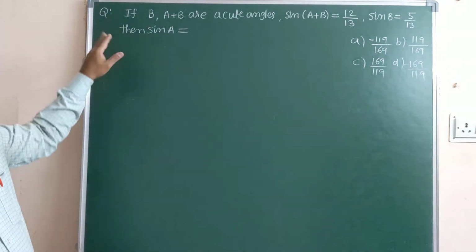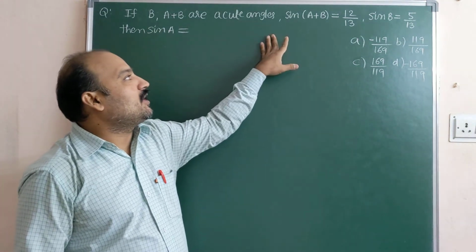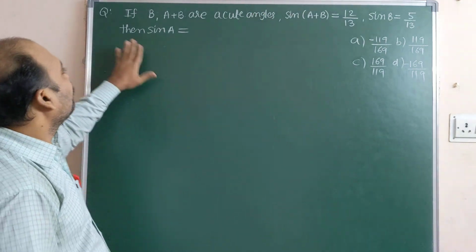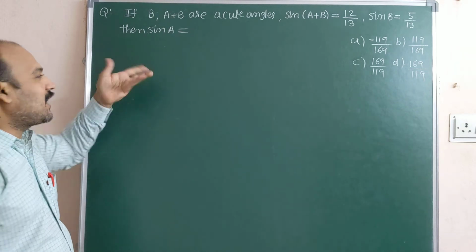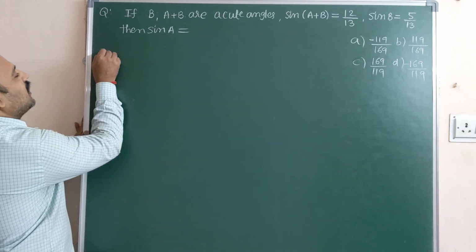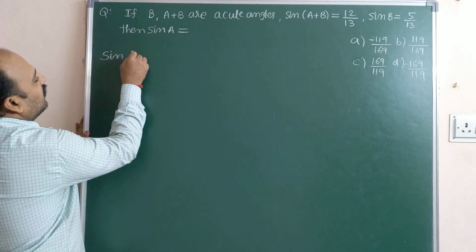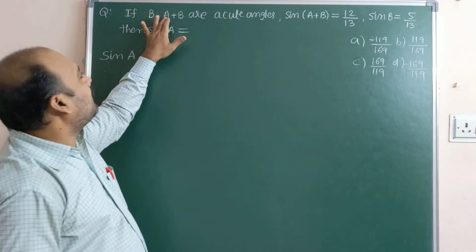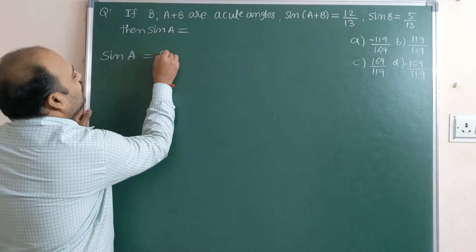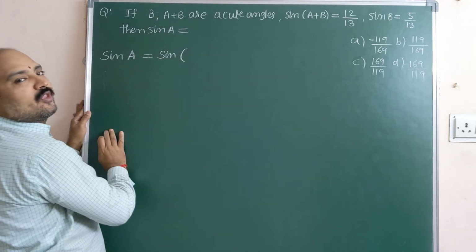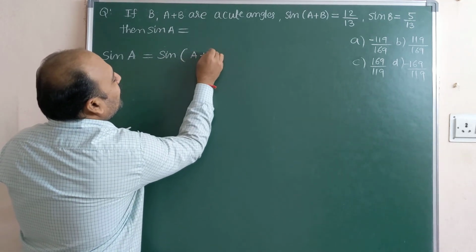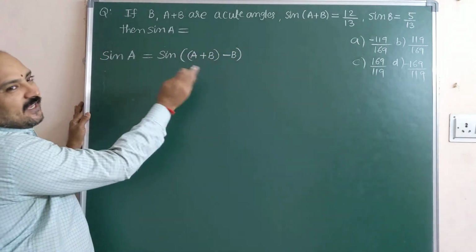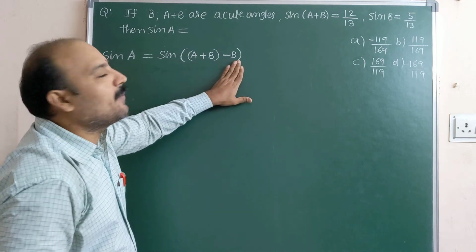The next question: if A, B, A + B are acute angles, sine of (A + B) equals 12 by 13, sine B equals 5 by 13, then find the value of sine A. So sine A equals, here the turning step is to write angle A in terms of A + B and B. Can we write it like this: A + B minus B, that means plus B and minus B get cancelled, A only. Now it is in the form of sine of (A − B).